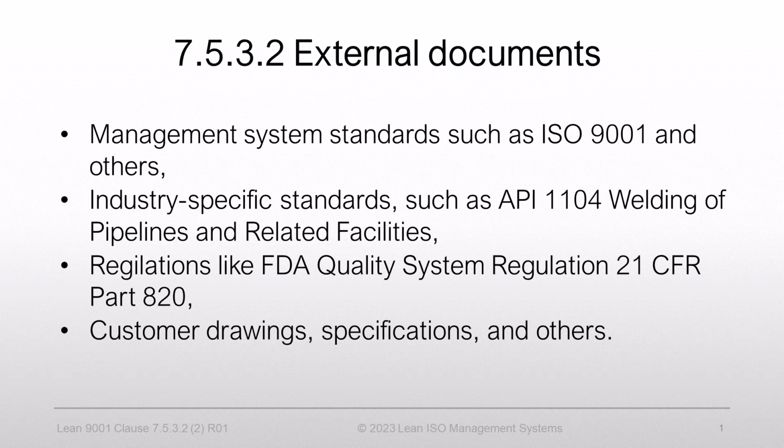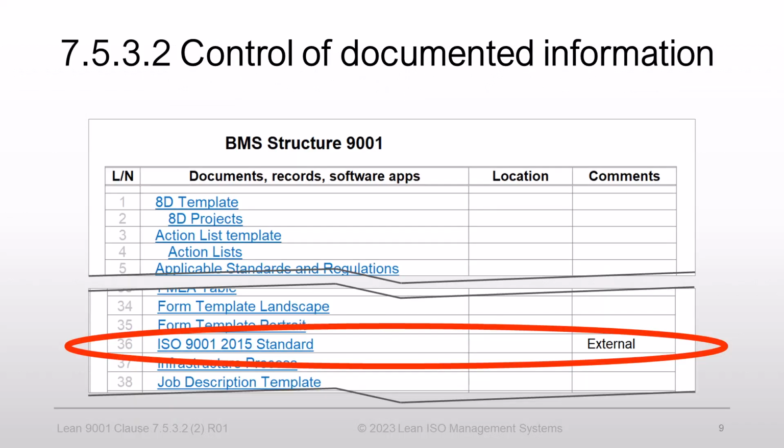As a rule, companies create an external document list on their SharePoint, Excel, or network. Such lists may indicate the title, the current revision, media, electronic or hard copy, location, and other info. For this purpose, you may choose to use our business management system structure that we discussed in previous videos. The link is below, check it out, it is a very helpful tool.